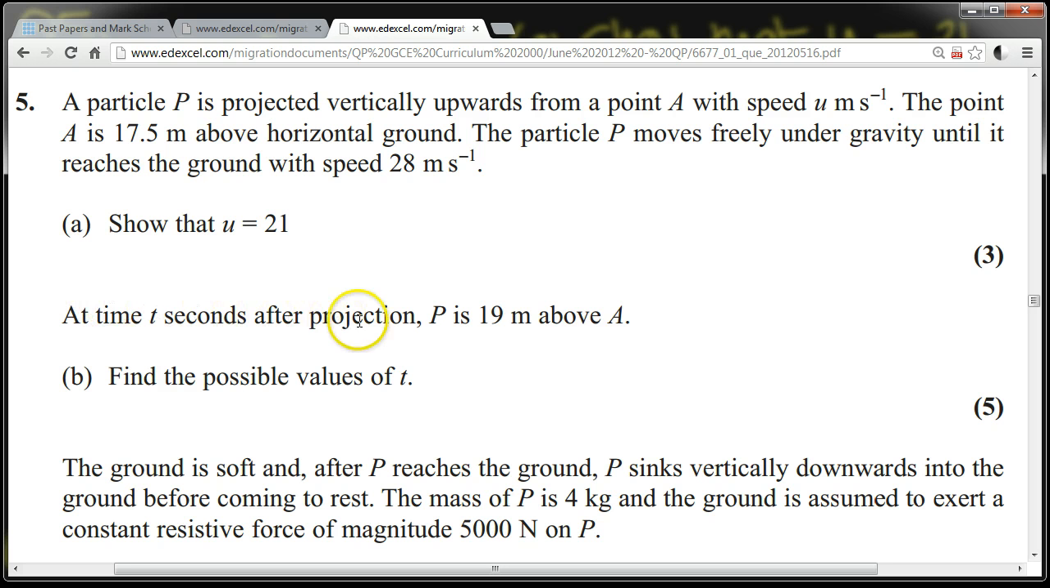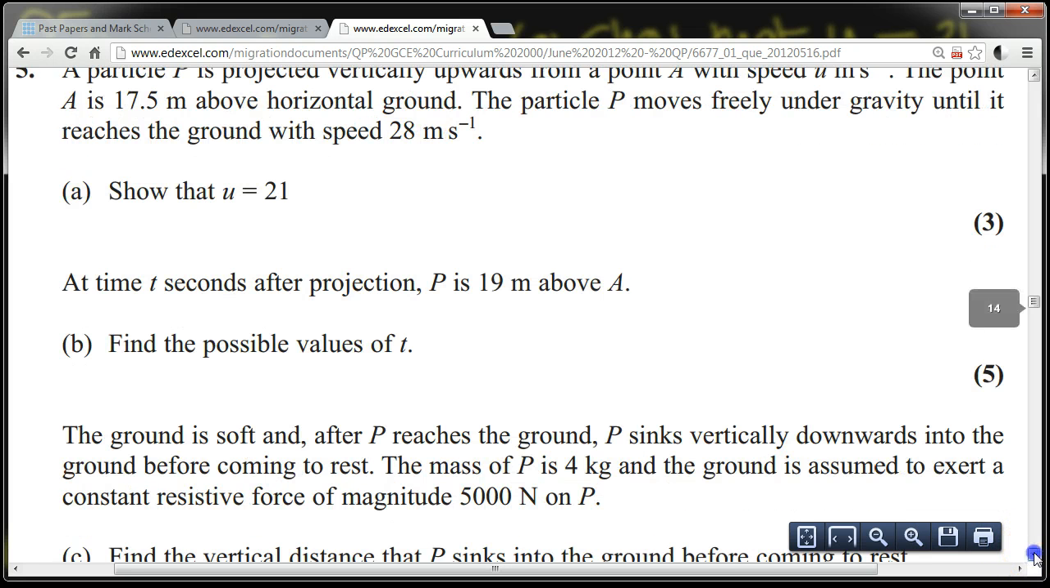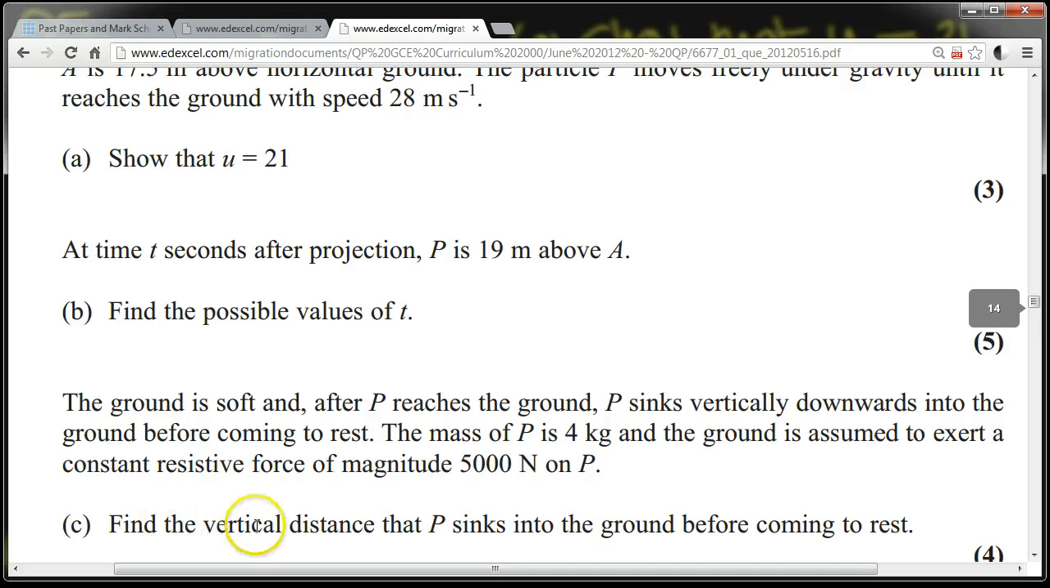At time t seconds after projection, p is 19 meters above A. Find the possible values of t. The ground is soft, and after p reaches the ground, p sinks vertically downwards into the ground before coming to rest. The mass of p is 4 kilograms, and the ground is assumed to exert a constant resistive force of magnitude 5,000 newtons on p. Find the vertical distance that p sinks into the ground before coming to rest.